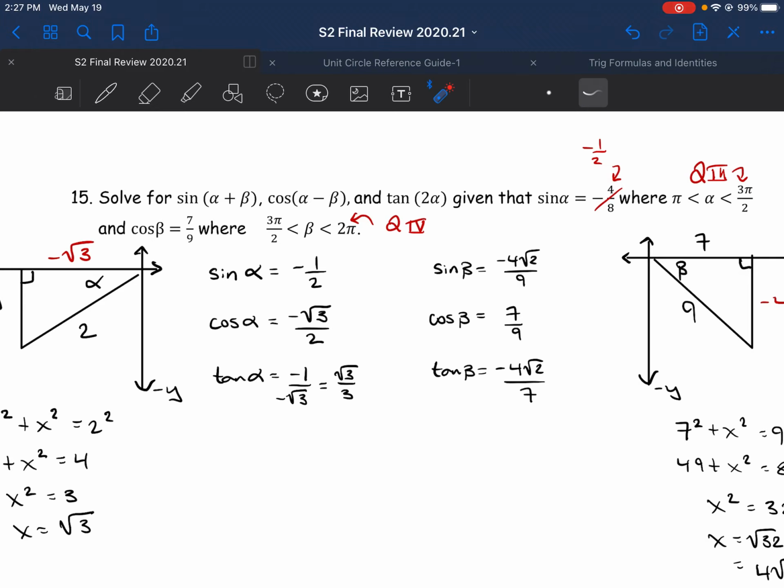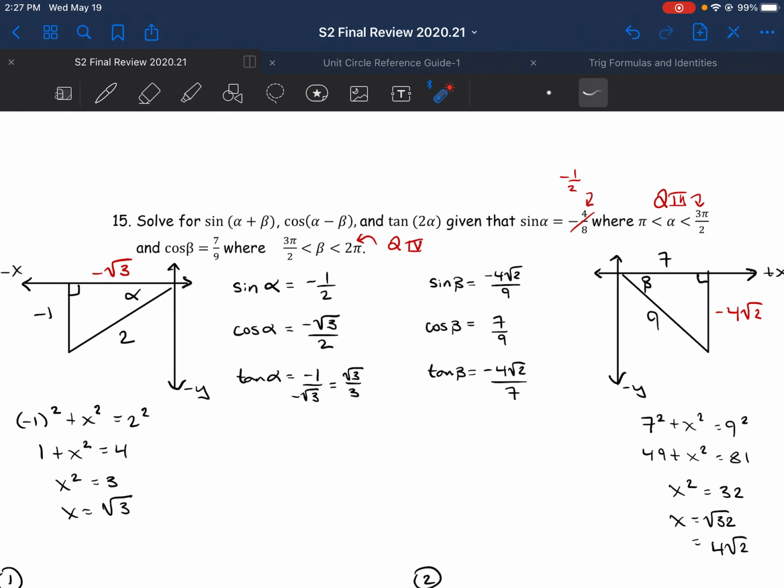So we have 2 different domain restrictions, meaning we're going to have 2 different triangles. So the first triangle is in quadrant 3, pi to 3 pi over 2. I'll call that the alpha triangle, is in quadrant 3. And the beta triangle is in quadrant 4, between 3 pi over 2 and 2 pi. So what I have here is those 2 different triangles set up.